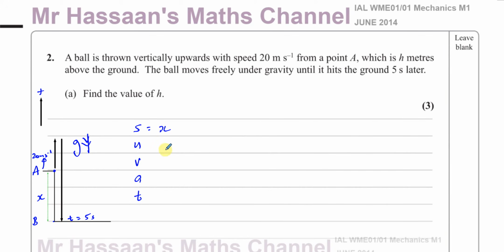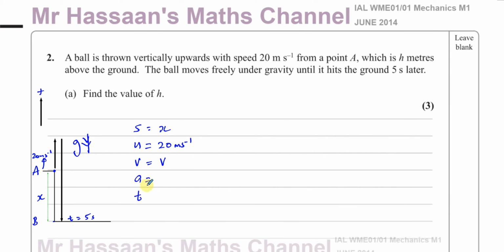Right? So it definitely will end up as negative if I take up as positive. The initial velocity is up, and I've taken up as positive, so my initial velocity u is 20 meters per second, a positive value. V, I know it's a negative value. I don't know what it is. I could calculate it eventually, but we don't have to find it in part A. So V, I'll just call it V.